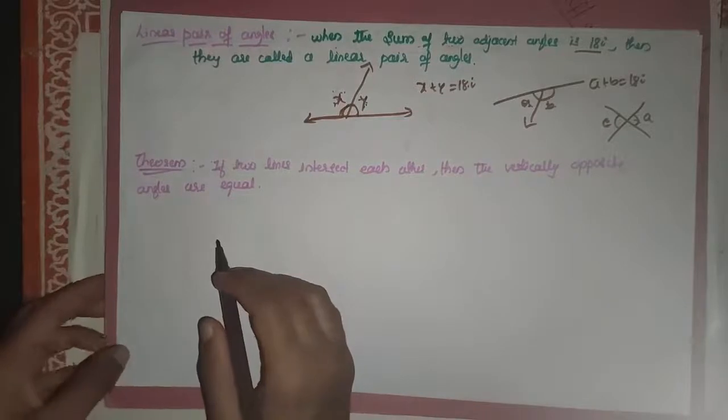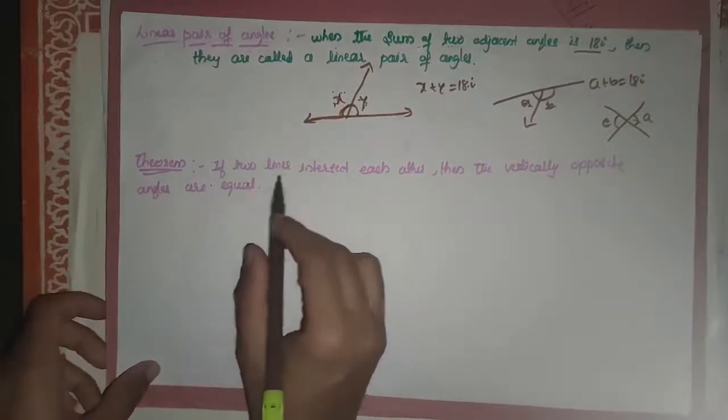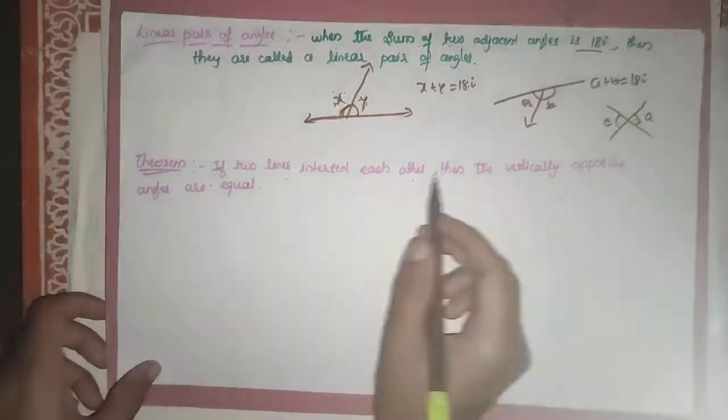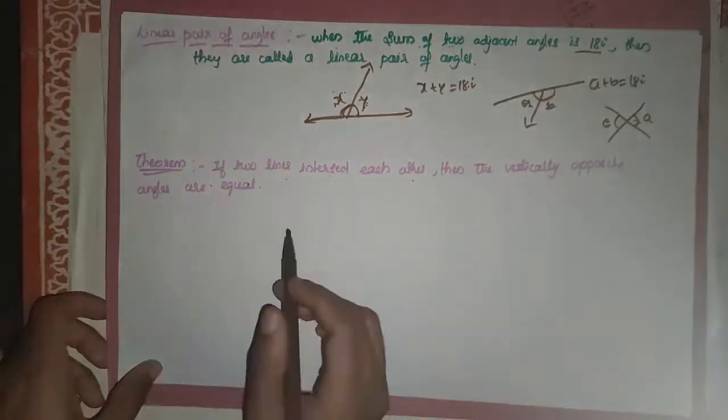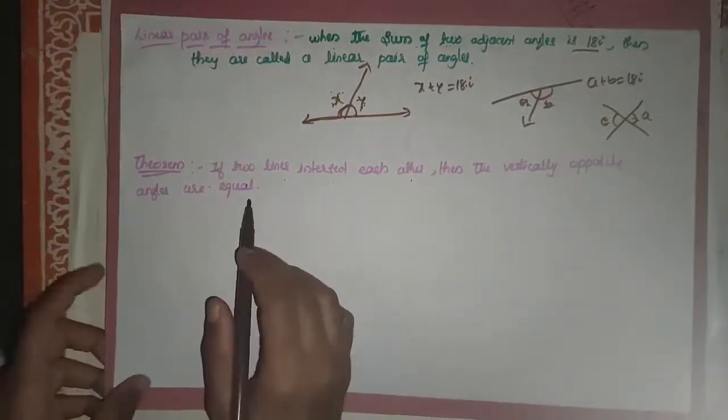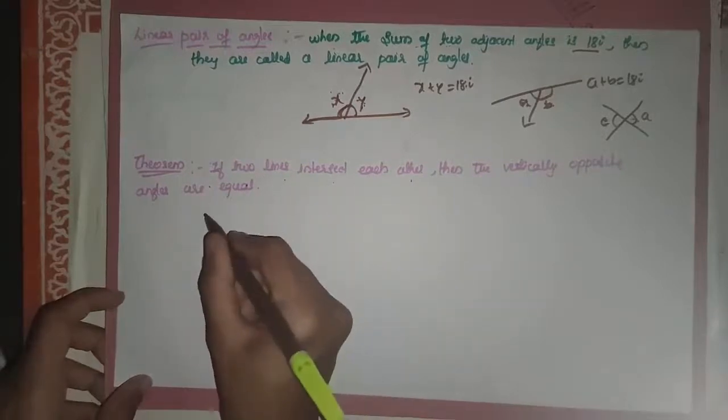Here let us learn a small theorem. If two lines intersect each other, then the vertically opposite angles are equal. So here, if two lines intersect each other, I take two lines.